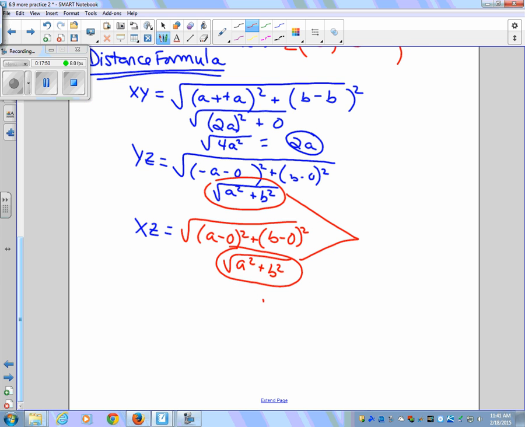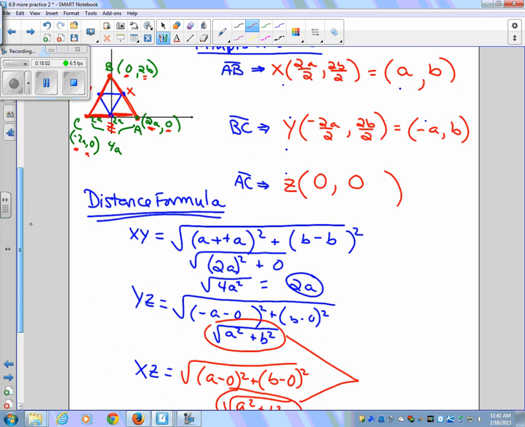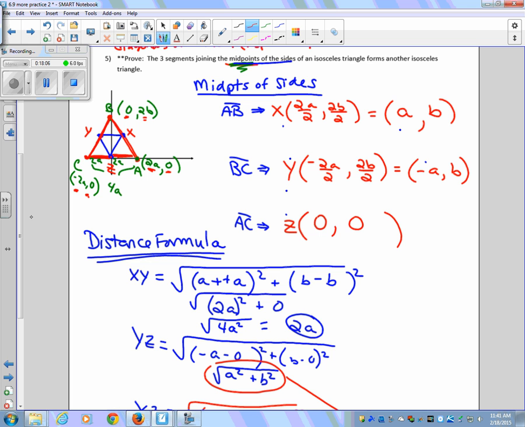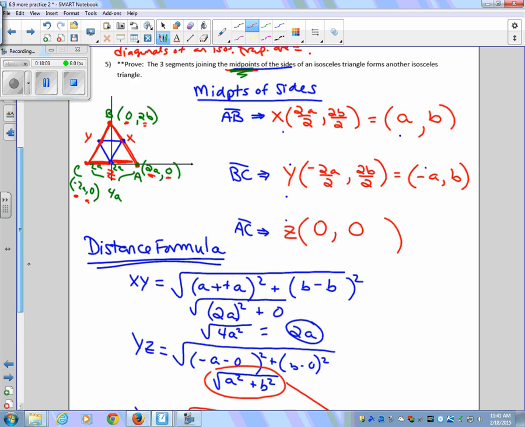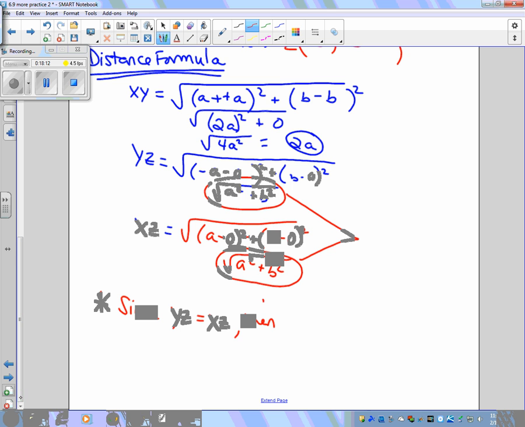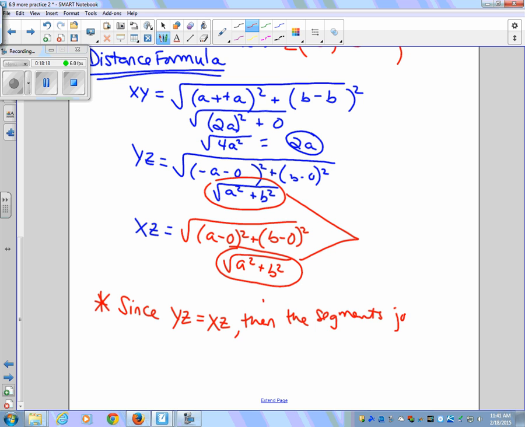Again, your final step here would be, since YZ equals XZ, then you're going to copy what you're trying to prove: the three segments joining the midpoints of the sides of an isosceles triangle form another isosceles triangle.